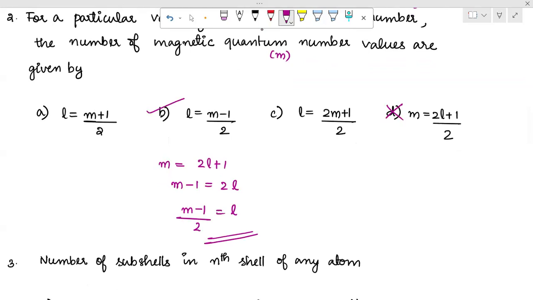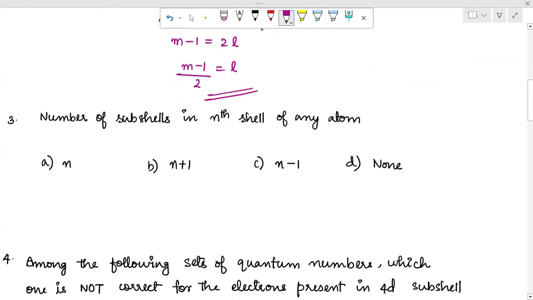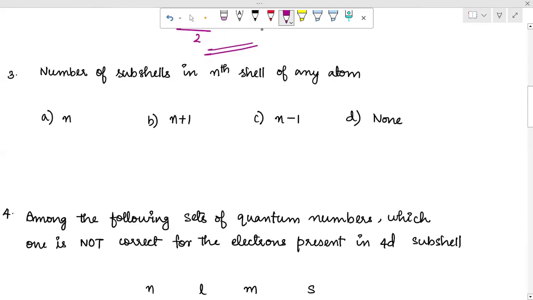Now, again, a generalized question. Question number 3: the number of subshells in the nth shell of any atom is. Again, let's do it by examples. Let's say that your principal quantum number is equal to 1. Then the possible subshell is 1s.